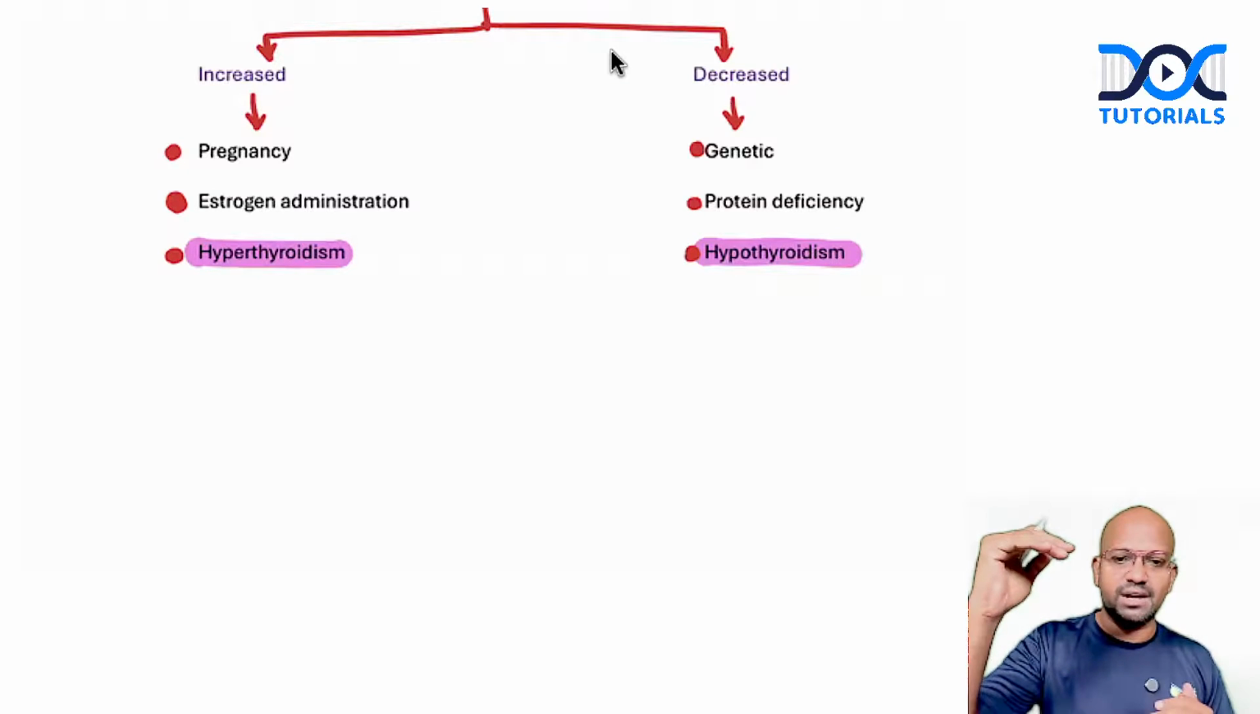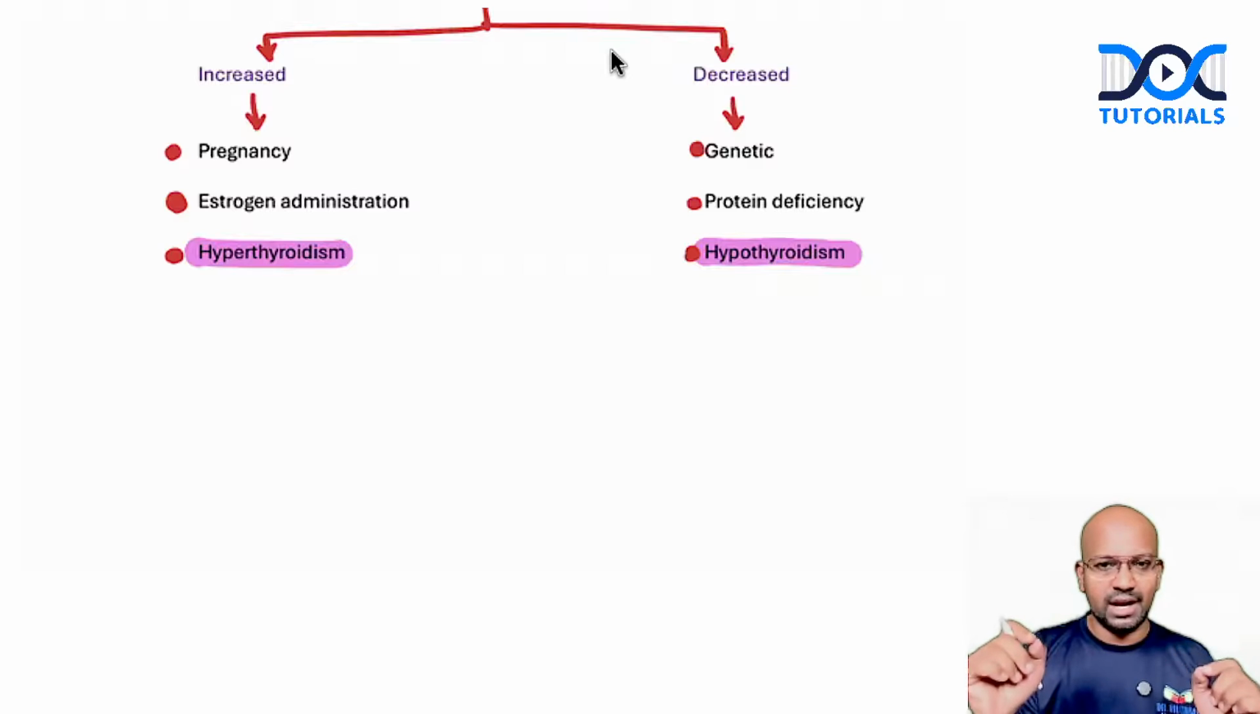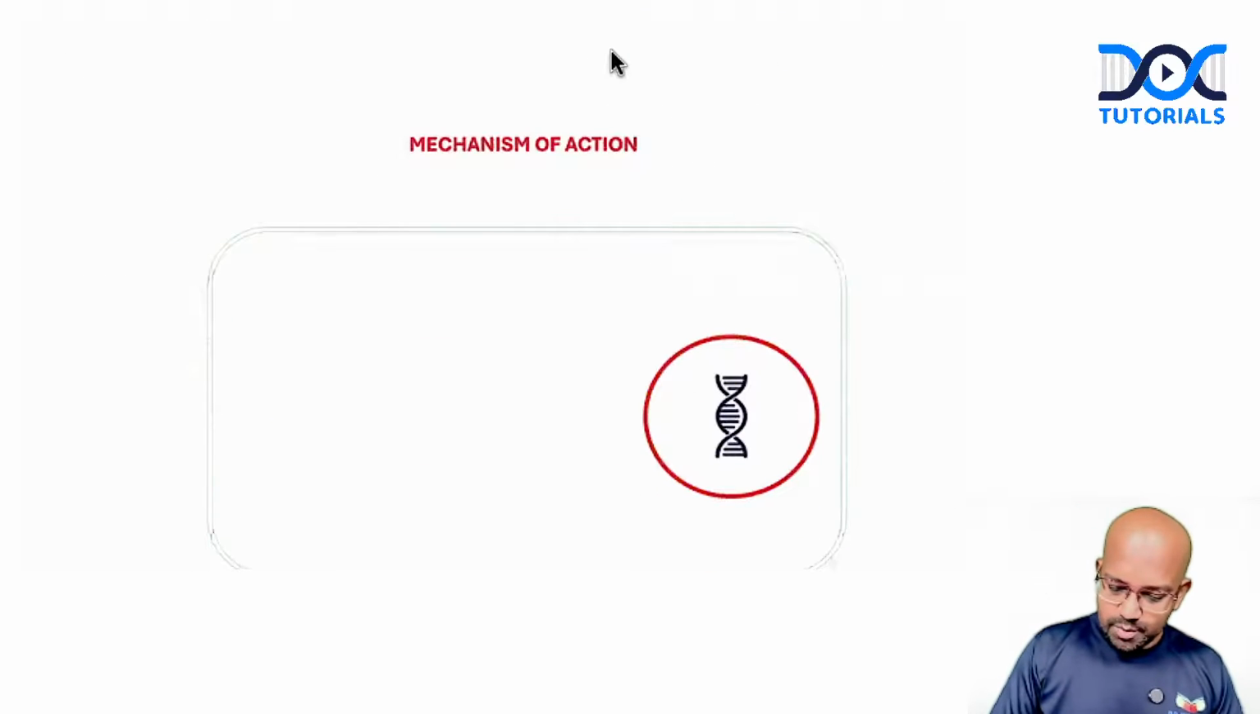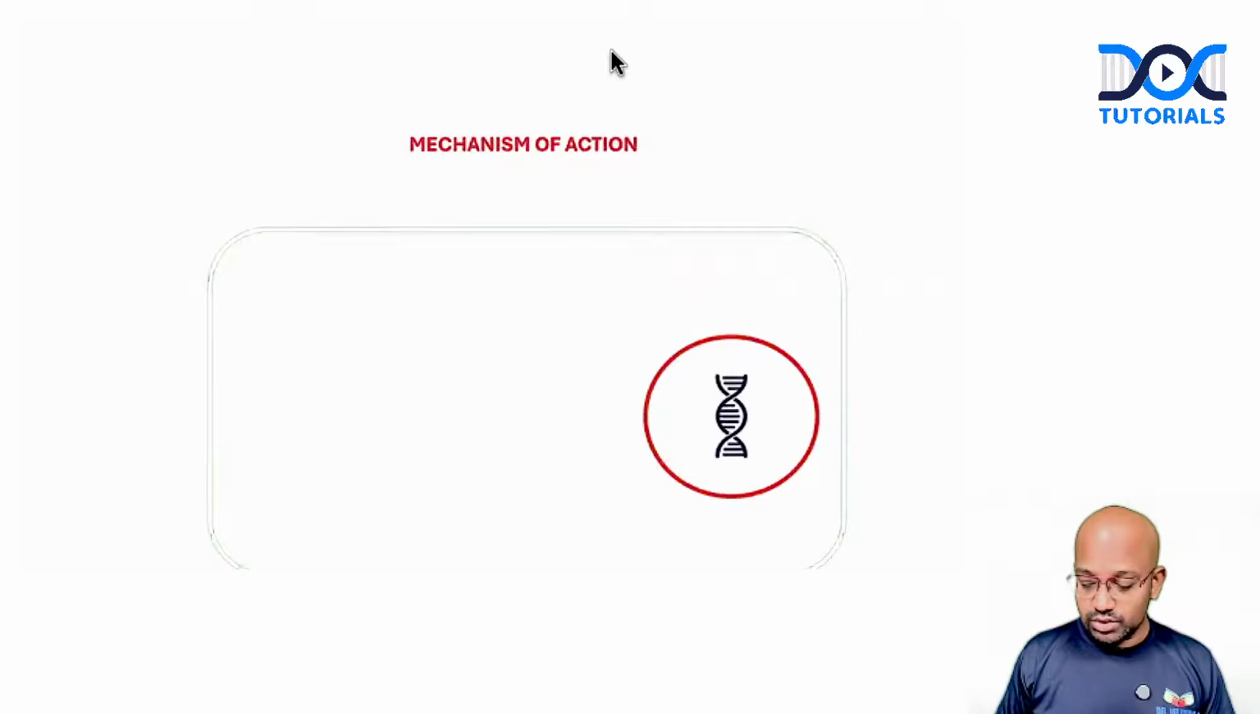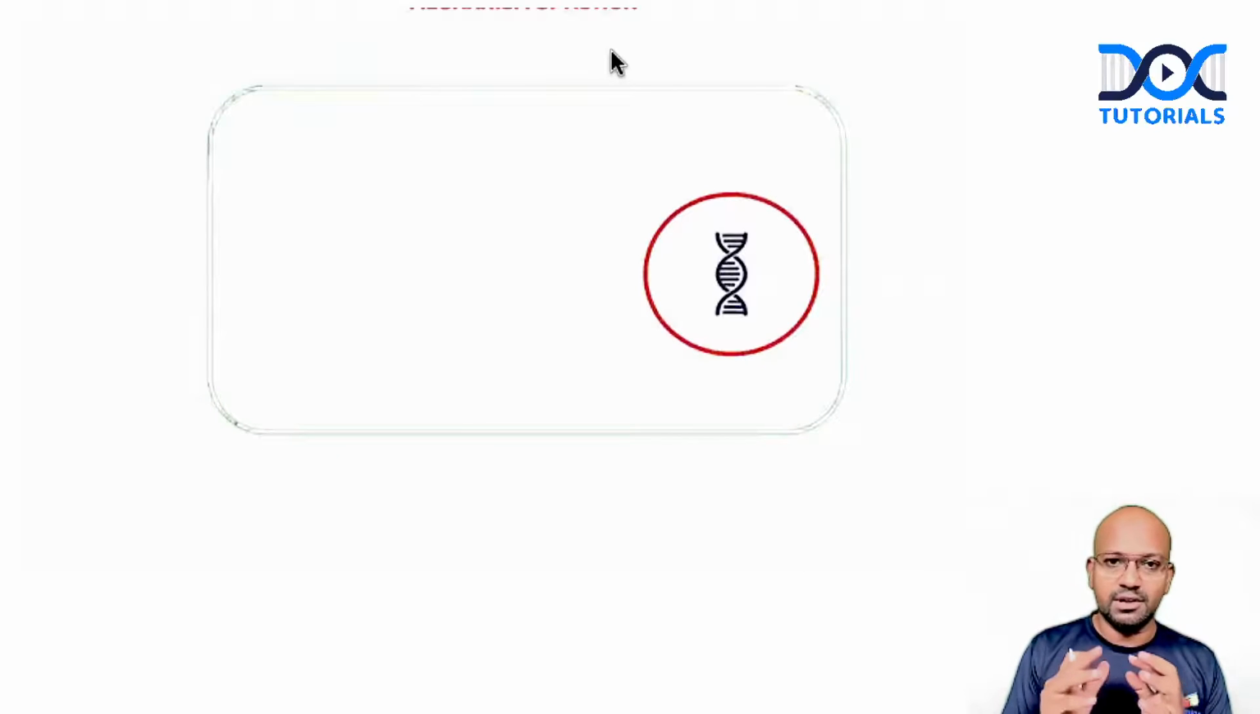Hyper, the CBG activity is going to be more. It's going to be directly proportional. As simple as that, we can easily remember it. Let's proceed on further. Now let's talk about the mechanism of action of these steroids, how these drugs are going to be producing their particular action inside a particular cell.